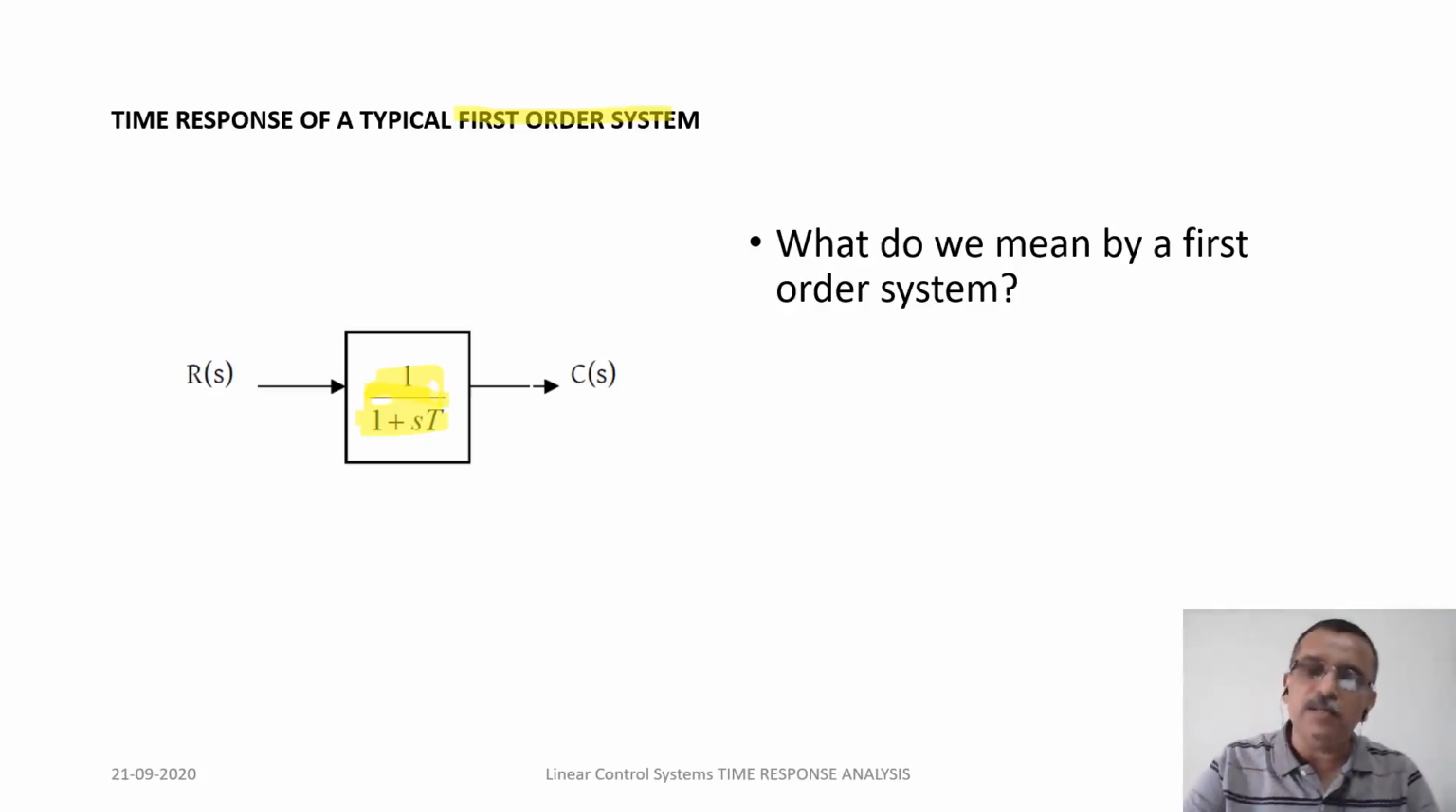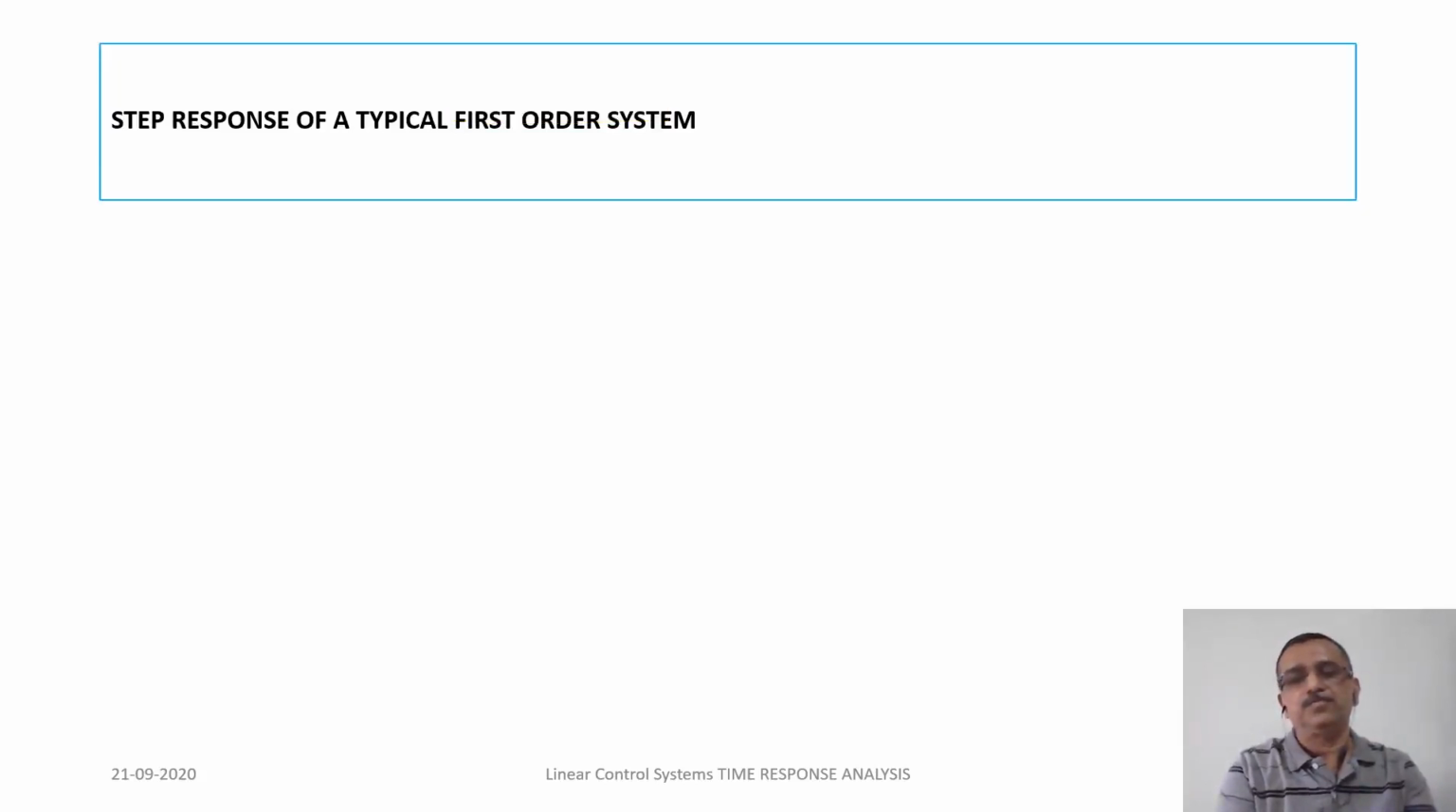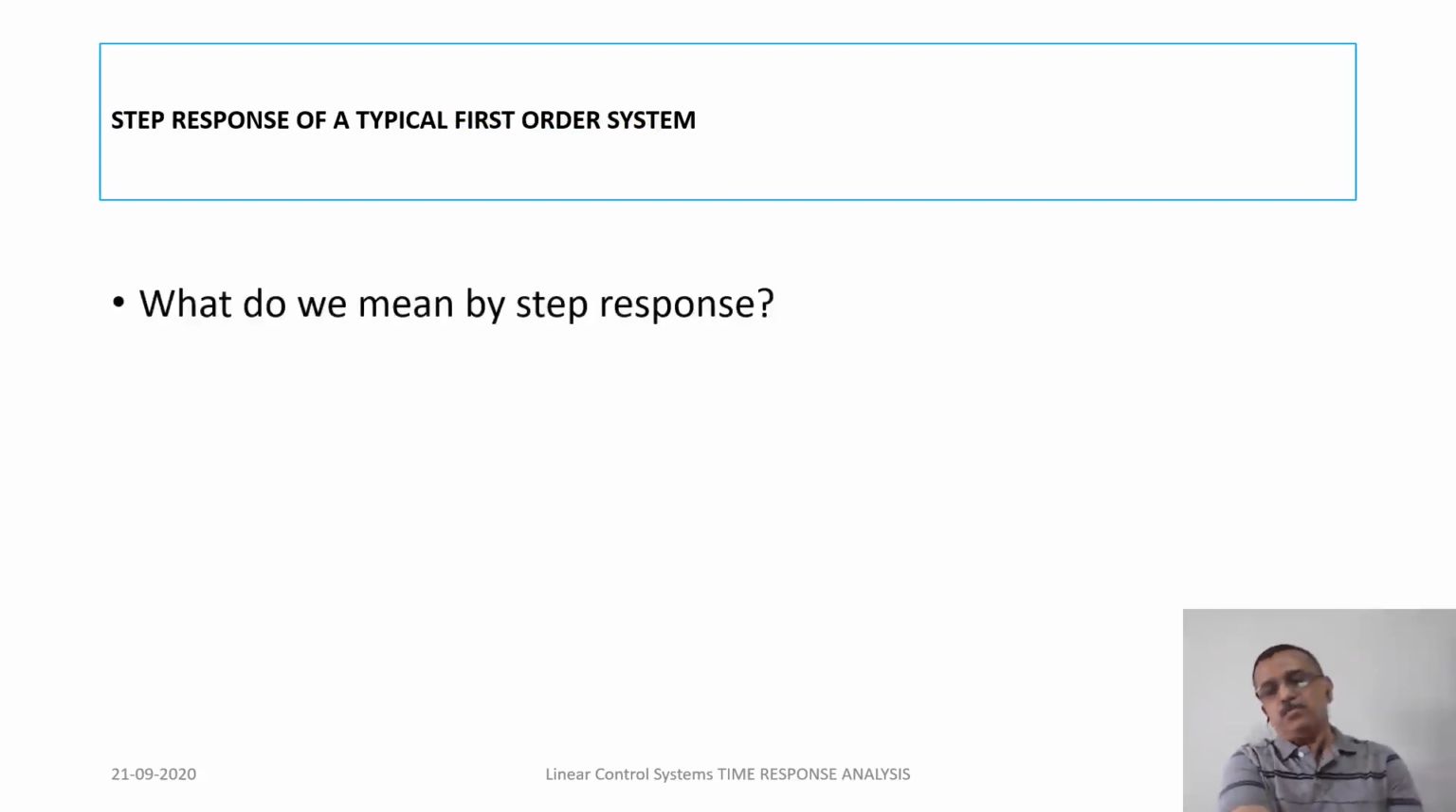I want all of you to understand how to find the time response of a typical first order system. Time response means you give any input, and I want the output. Initially, in this part of the presentation, we will focus on step response. Step response means r(t) will be a step. Later on we will learn about impulse response and ramp response. What do you mean by step response? You give a step input and get the output.